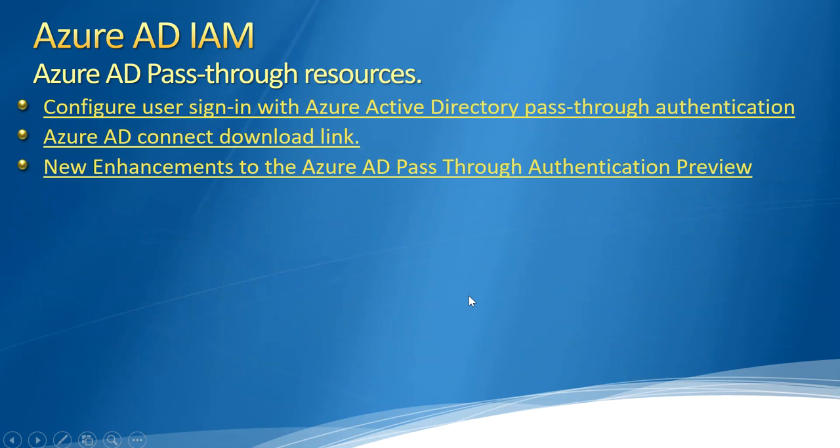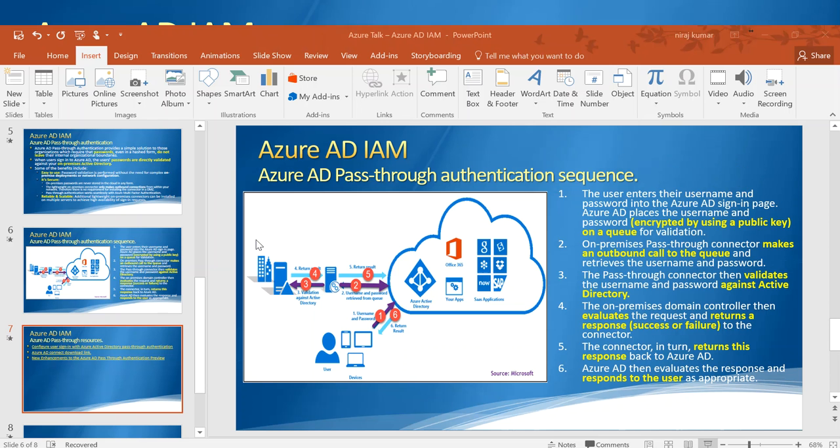All right, so some of the resources we're going to make use of in today's demo: this is the link where you have the Azure AD Pass-Through Authentication configuration. This is an article from the Microsoft website, which we will follow, and then you will also need Azure AD Connect, so this is the download link. I will also briefly talk about some new enhancements Microsoft has released to Azure AD Pass-Through. I've just posted that link, so maybe it will be a good idea to talk about that.